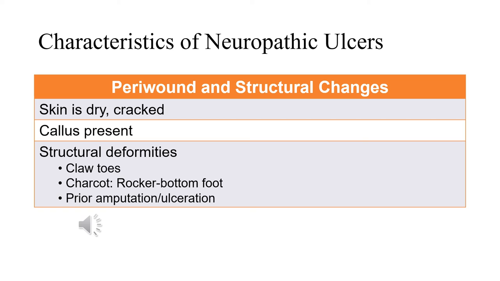So what does the peri-wound look like with these folks? Due to autonomic neuropathy, the skin is dry and cracked, and we already talked about callus being present. So keep in mind you need to take a look at the whole foot and how it's functioning, how it's shaped, how the patient ambulates. So looking at claw toes, rocker bottom foot, do they already have an amputation, especially on their other side? Have they had some of the toes removed, and how does that change function or shape of the foot as well?